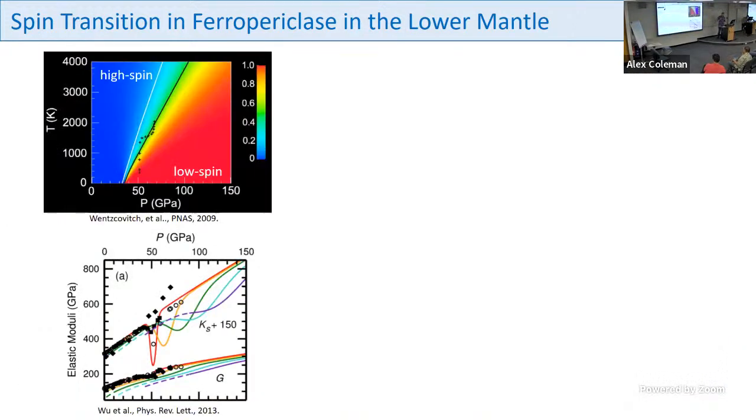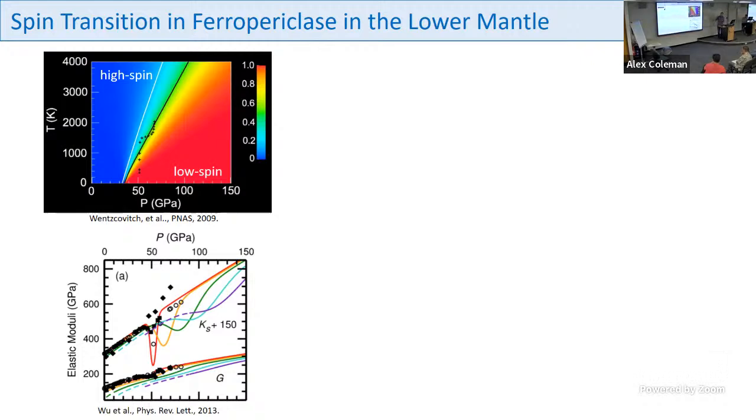People have been looking at this for a while. There have been some really great studies by the Venskovich group and Wu et al., trying to map out what the spin state of iron will be within the lower mantle. We have temperature here and pressure here. These were great studies, but we found that they didn't get such a great agreement with experiment. They found quite a narrow spin transition region, which you can see here. And so the elastic anomaly is narrower and deeper than we might expect.